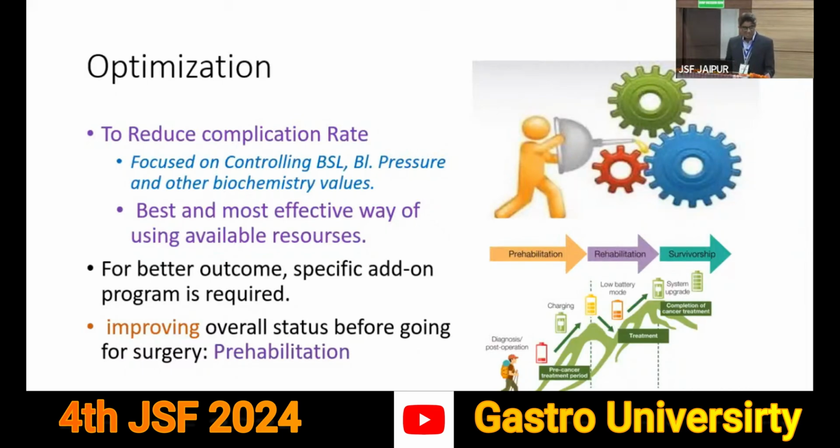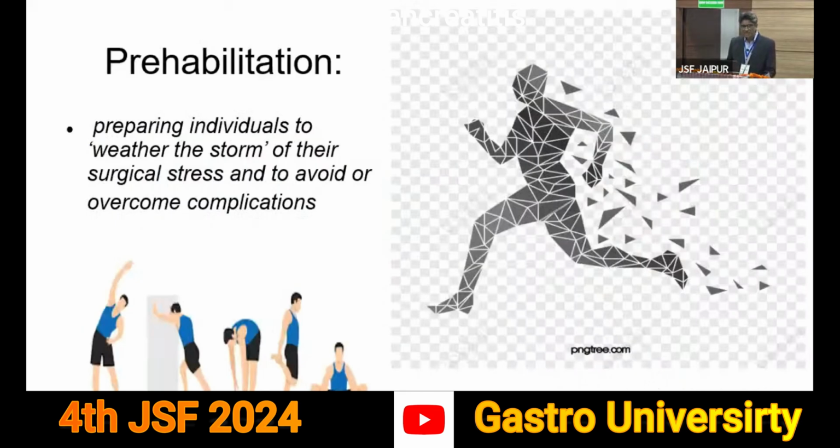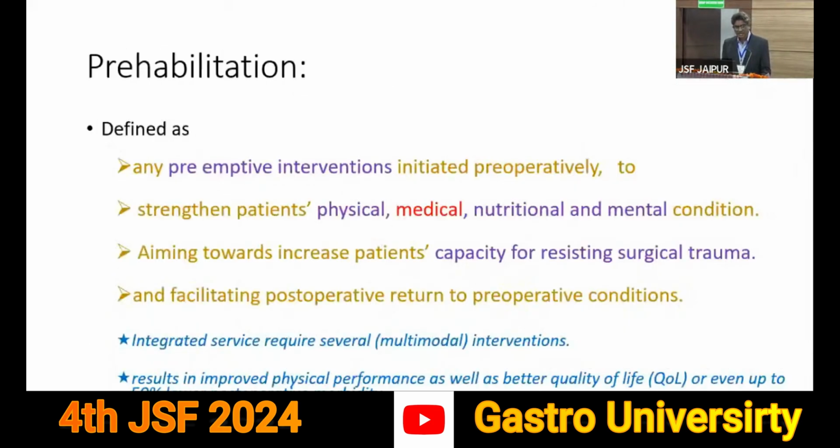But as more and more complicated patients are coming to us for more complicated surgeries, we need a little more than just optimization. We want to improve the overall status of the patient before going for surgery, and that is what is called rehabilitation. Basically, rehabilitation is preparing individuals to weather the storm of their surgical stress and overcome complications. Classically, it is defined as any preemptive intervention intended pre-operatively to strengthen the patient's physical, medical, nutritional, and mental condition, aiming towards increased capacity for resisting surgical trauma and facilitating post-operative return to the pre-operative condition as soon as possible.